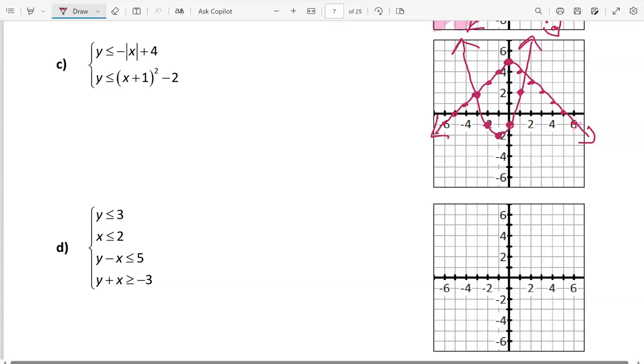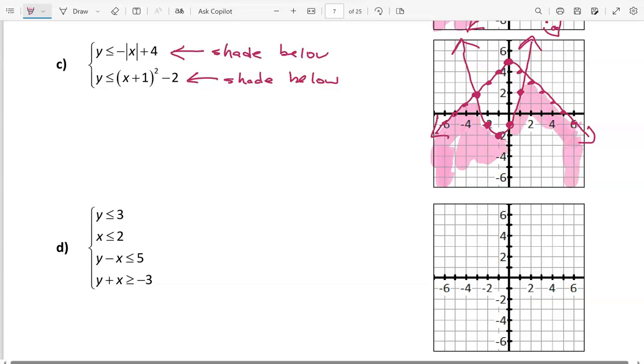And you'll notice that this is a little bit more complex. For y is less than or equal to, we'll shade below the V-shaped graph. And for y is less than or equal to, for the quadratic function, we'll shade below that graph. So I want the portion that is below both graphs, and that portion would be the portion right here below both graphs.